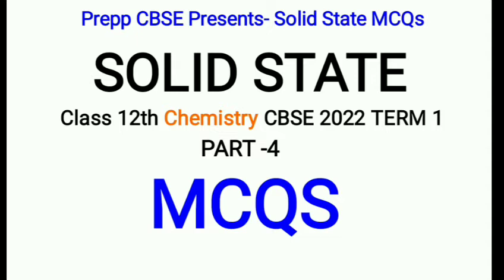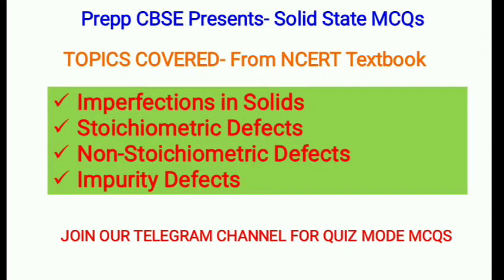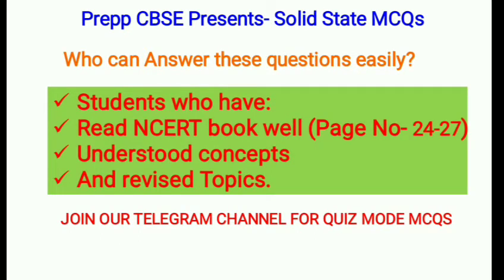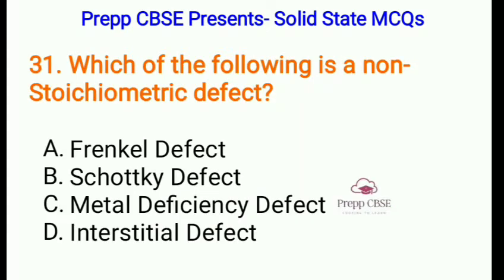Today we are going to discuss the MCQ questions of chapter Solid State. This video is the fourth part of this chapter. In previous three videos we have discussed 30 MCQ questions. In this video we have covered the following topics: imperfections in solids, stoichiometric defects, non-stoichiometric defects, and impurity defects. So without any delay, let's get started.